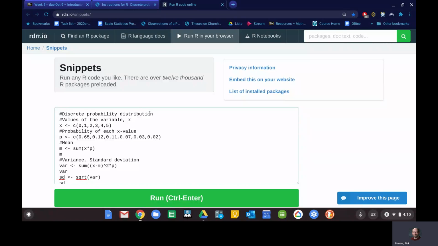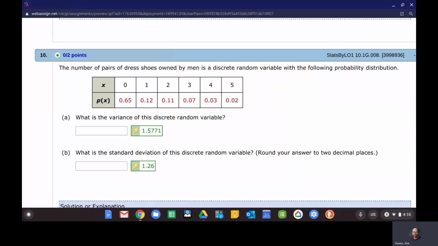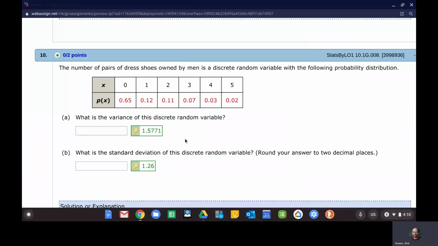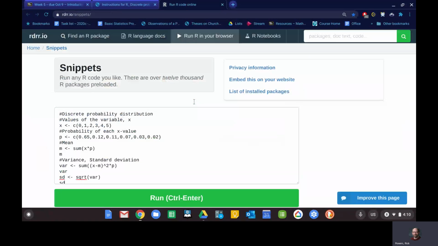So this is a discrete probability distribution. We want the values of the variable. So what do we have? 0, 1, 2, 3, 4, 5. Well, that's great. Then we need the probability of each x value. 65, 12, 11, 7, 3, and 2. Well, guess what? That's what I've got here too.